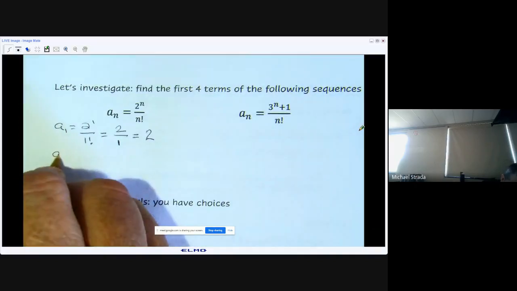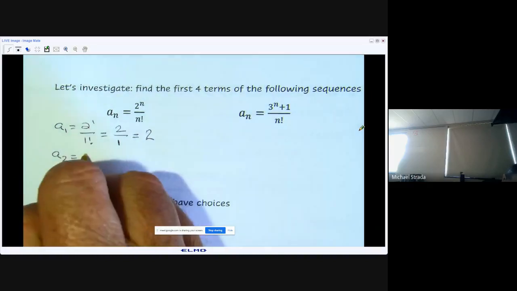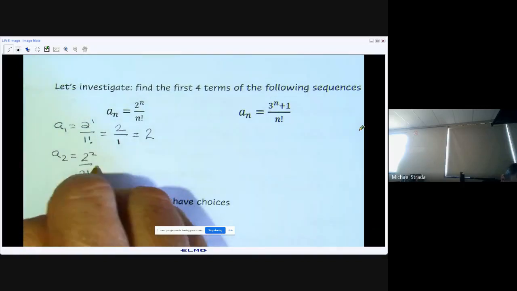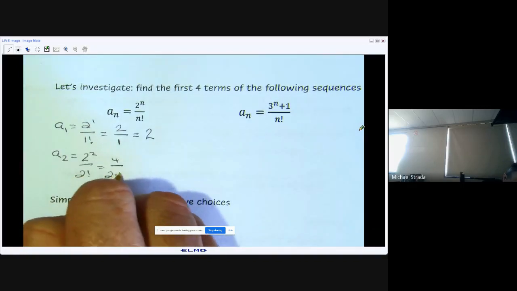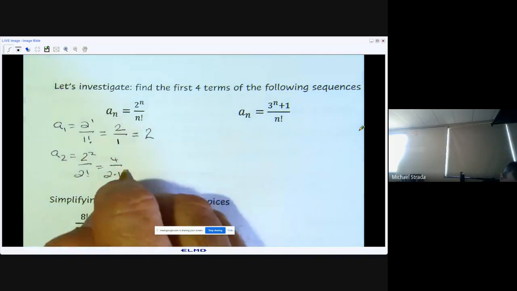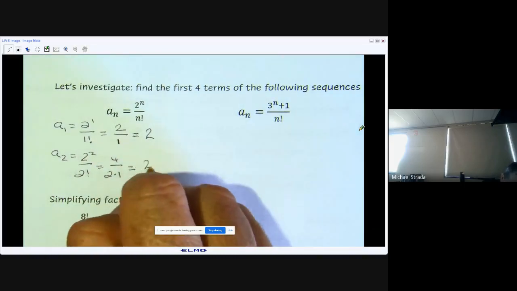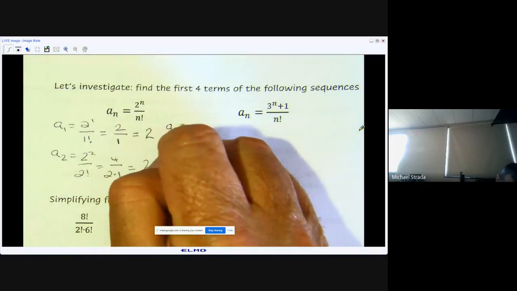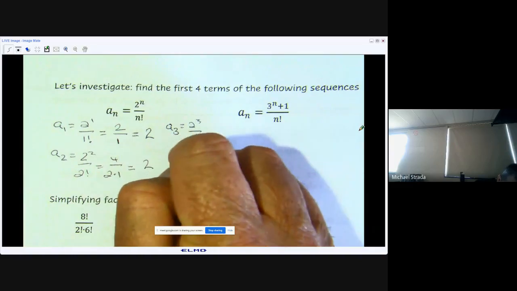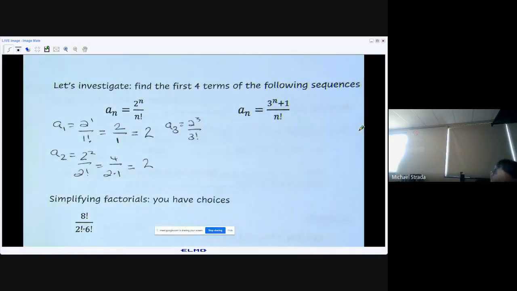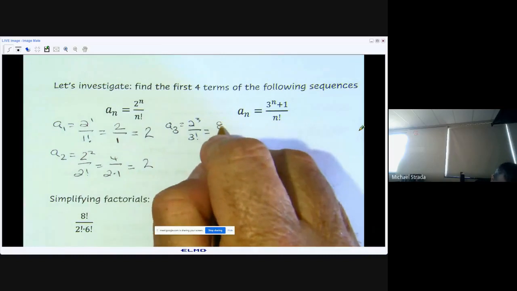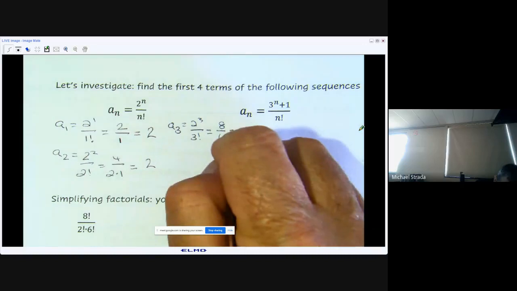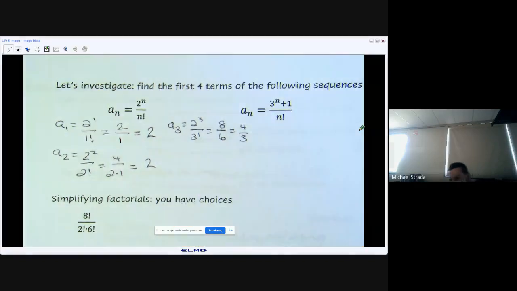A sub 2, the second term, would be 2 squared over 2 factorial. 2 squared is 4. 2 factorial is 2 times 1, which is, of course, 2. 4 divided by 2 is 2. A sub 3 is 2 to the third over 3 factorial. 2 to the third is 8. 3 factorial is 3 times 2 times 1, which is 6. And I would expect you to reduce that down or simplify.